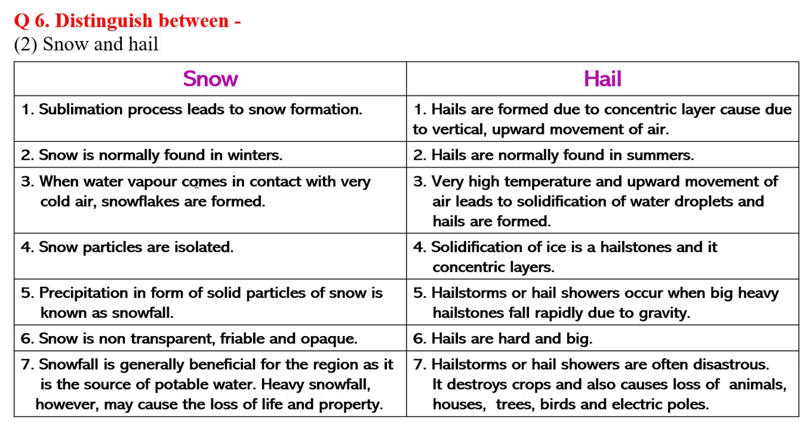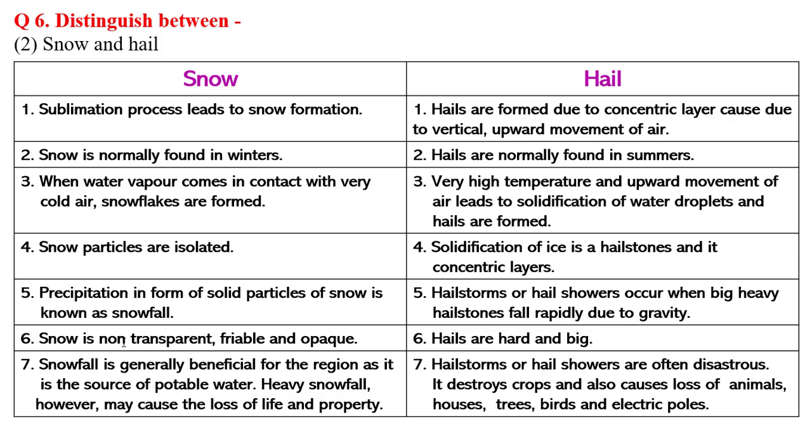Snow third. When water vapor comes in contact with very cold air, snowflakes are formed. Hail third. Very high temperature and upward movements of air lead to solidification of water droplets and hails are formed. Snow fourth. Snow particles are isolated. Hail fourth. Solidification of ice makes hailstones, and they have concentric layers. Snow fifth. Precipitation in the form of solid particles of snow is known as snowfall. Hail fifth. Hailstorms or hail showers occur when big heavy hailstones fall rapidly due to gravity.